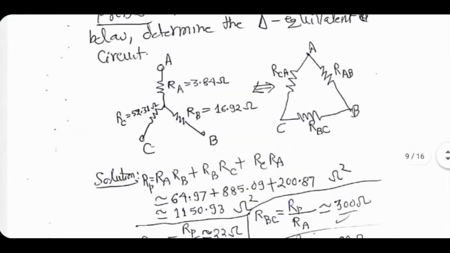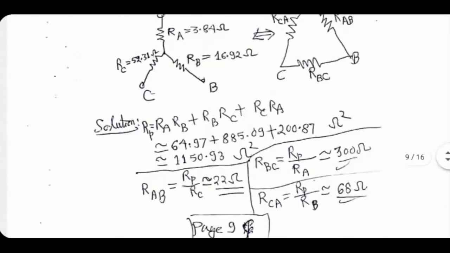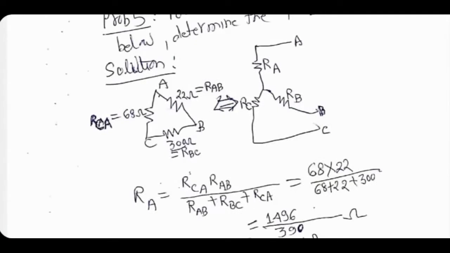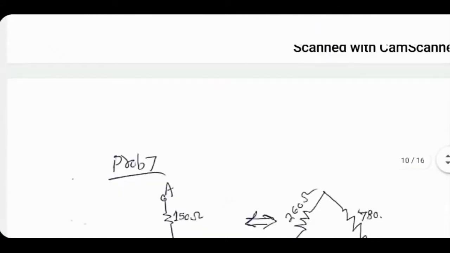Again, this problem is the reverse of the previous one. After that, I am definitely stopping. Here, RA, RB, RC are given, and your job is to figure out RAB, RBC, RCA. So the formulas to be used will be different. You should get the answer same as the delta load shown in the previous problem. So this is how we convert things from delta to Y and Y to delta for loads.